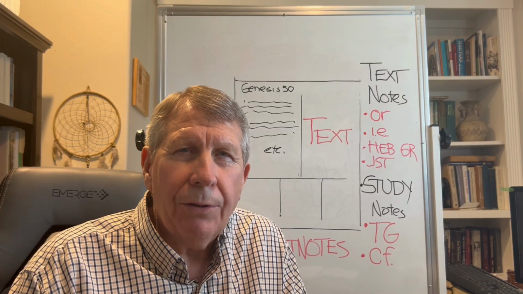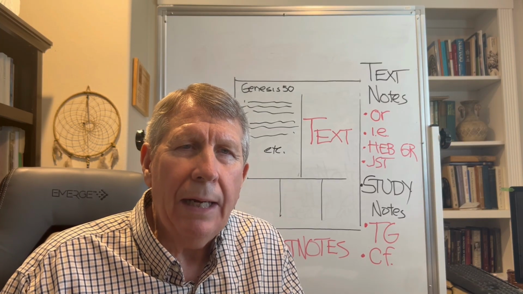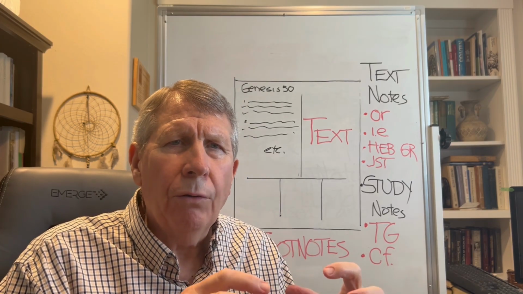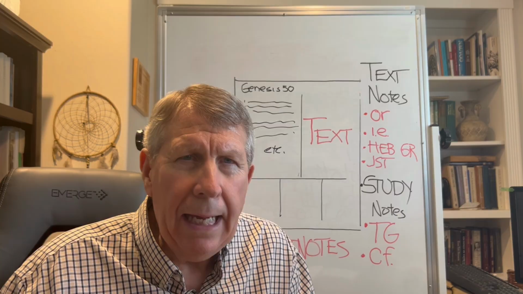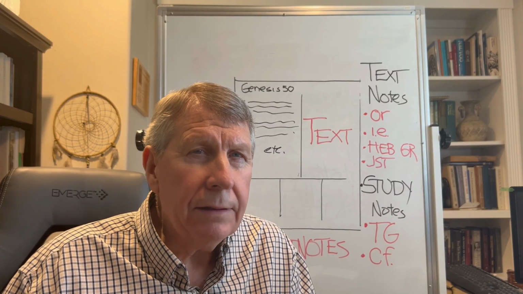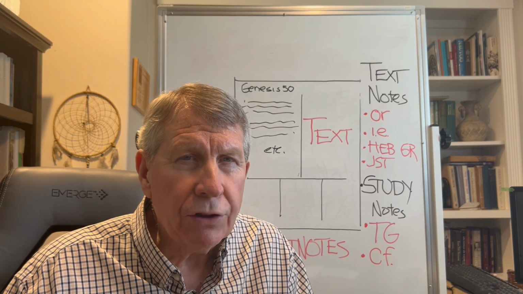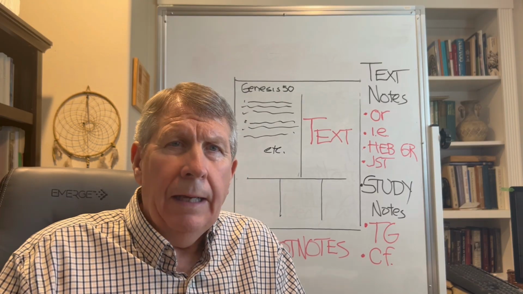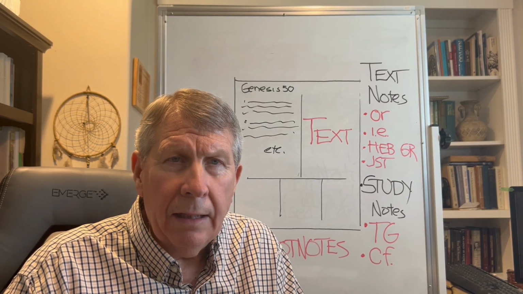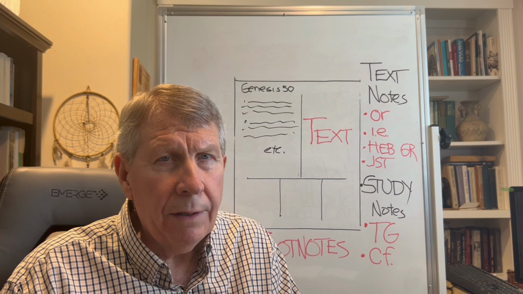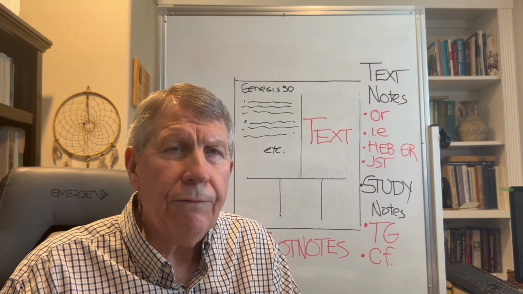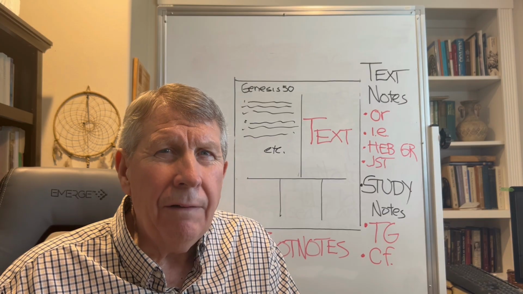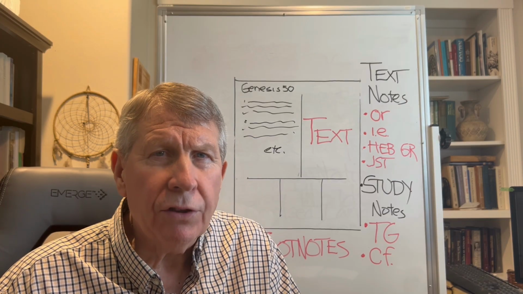In this episode today, I'm going to teach you how to utilize the footnotes at the bottom of each page in the LDS edition of the King James Version of the Bible to your best advantage. In 1979 and in 1981, the church produced the first LDS published edition of the King James Version of the Bible.